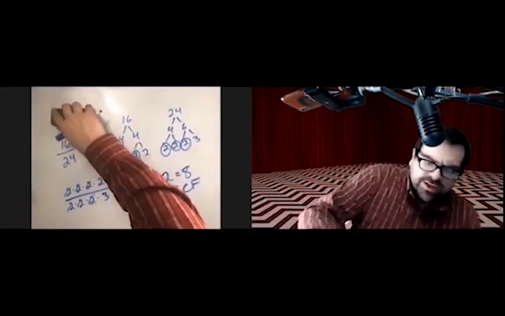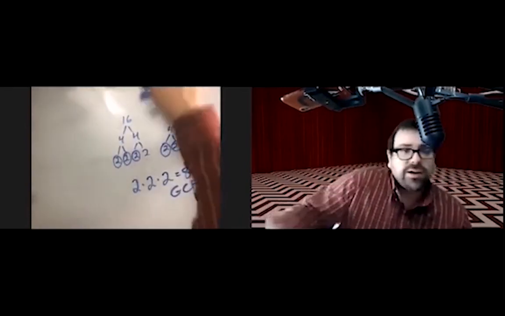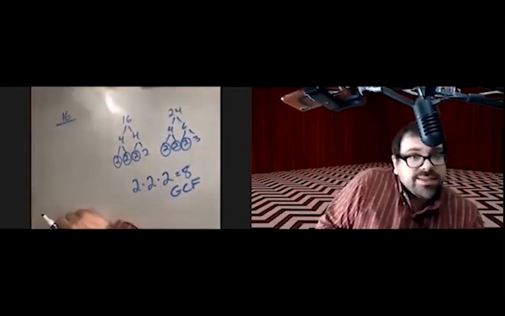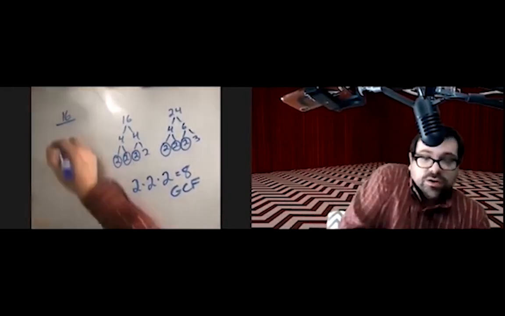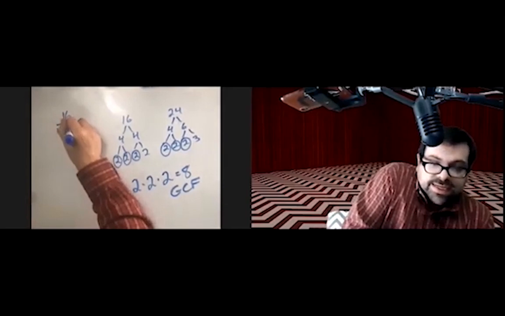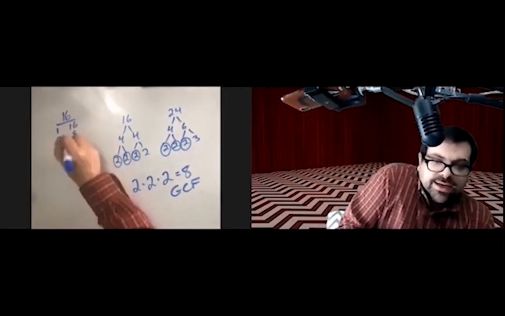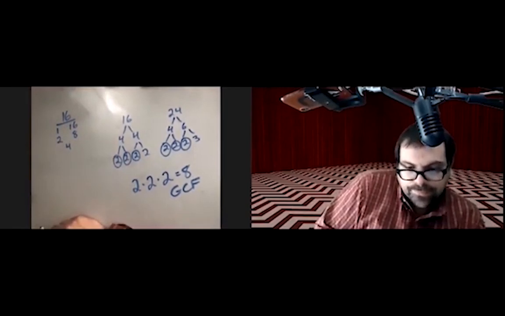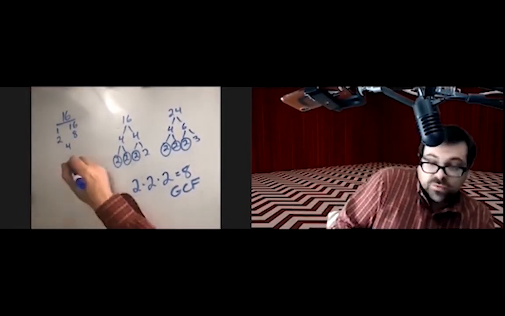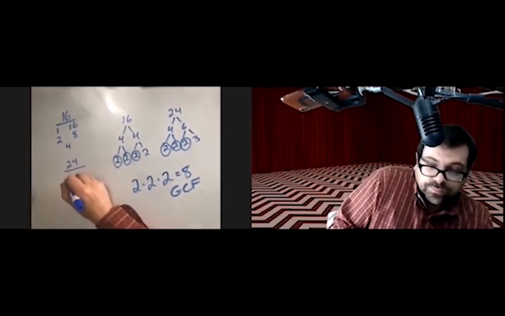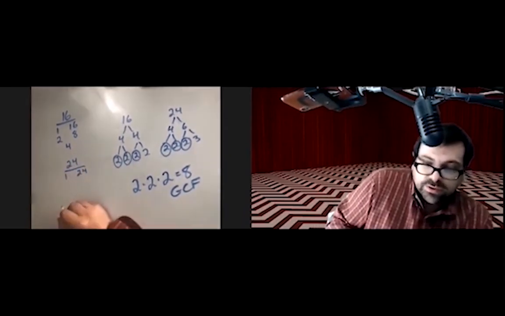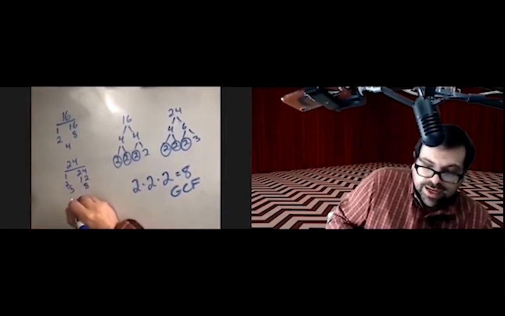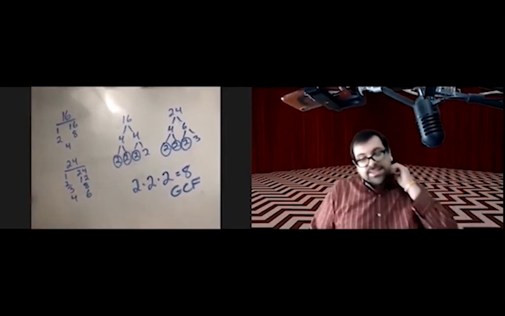Another way of finding the greatest common factor of 16 and 24 would be to list all of the factors of 16, just like we did for 12. 1 and 16, 2 and 8, 4 and 4. For 24, 1 and 24, 2 and 12, 3 and 8, 4 and 6.